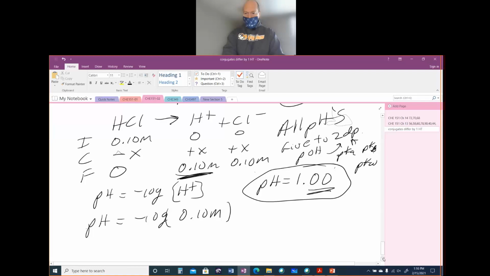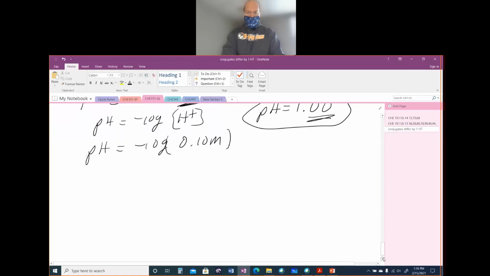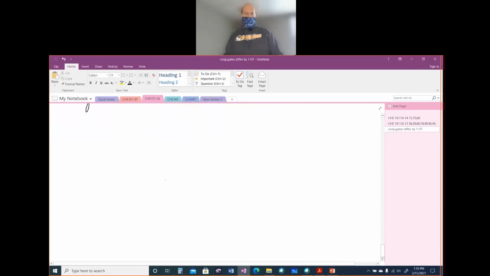All right, so now we're going to find the HF. And I said we didn't have enough information for HF because HF has an equilibrium because it is a weak acid. So all weak acids are going to have equilibrium. All strong acids go 100% to the right, 1 arrow to the right, left side will be 0.